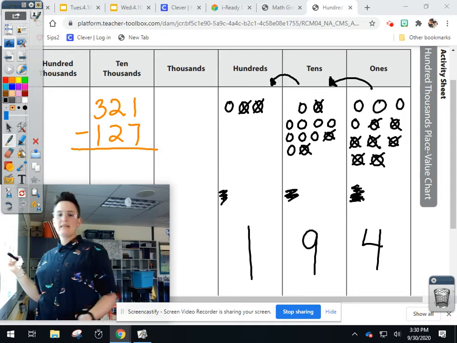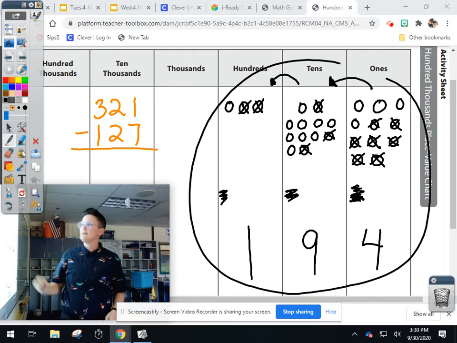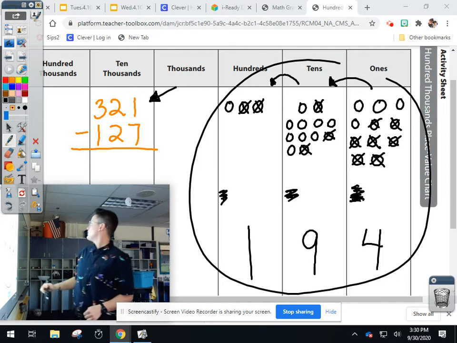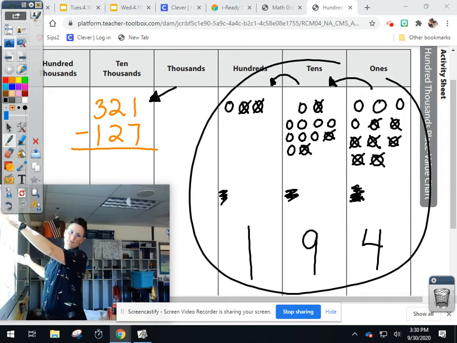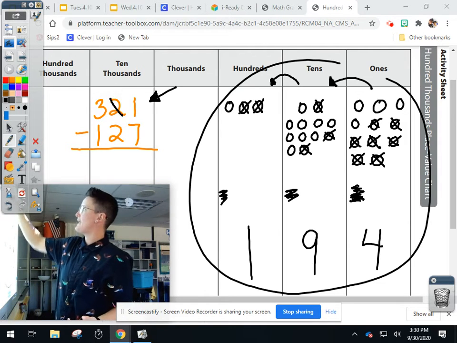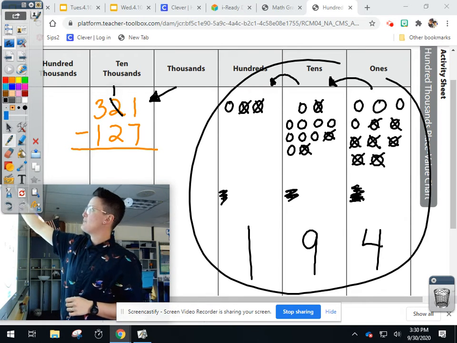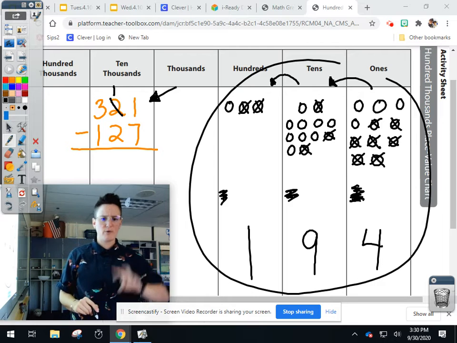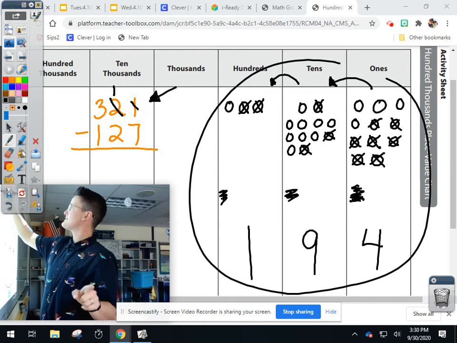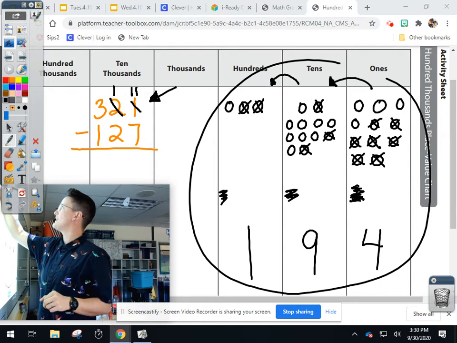Now, if I'm going to relate what we did right here to this standard algorithm, when I tried to take away 7 from my ones place, I couldn't do it. So I had to go next door to my neighbor. And my neighbor gave me 1 of their tens. So they went from 2 tens to 1 ten. And when they gave me that 10, I added that 10 they gave me to the ones I already have.